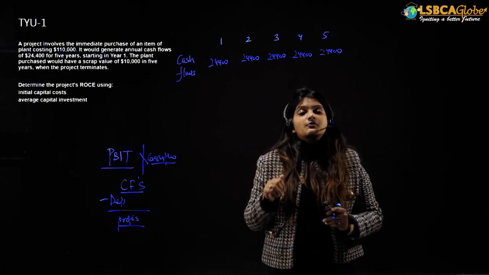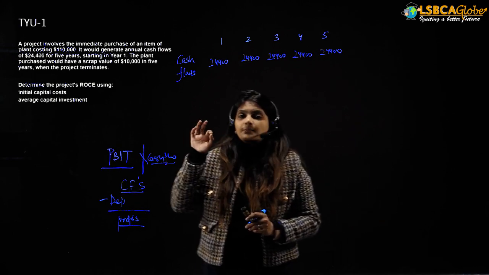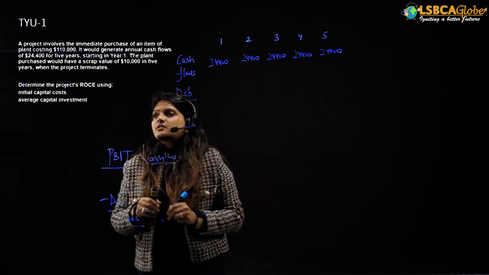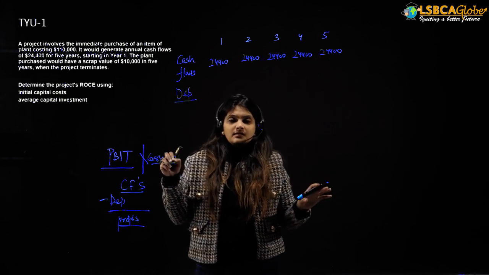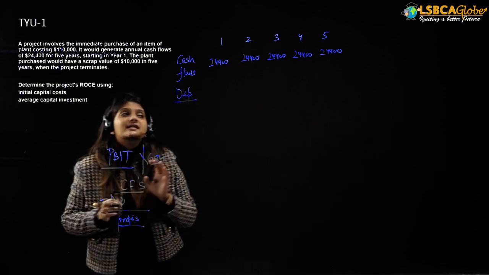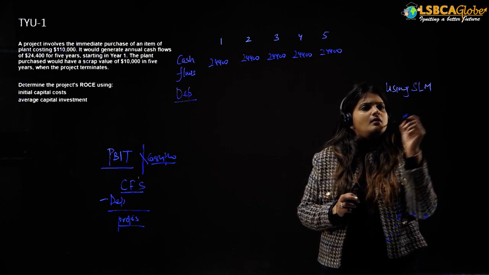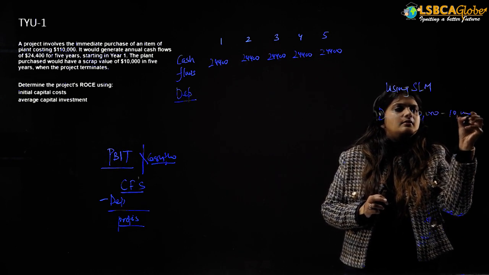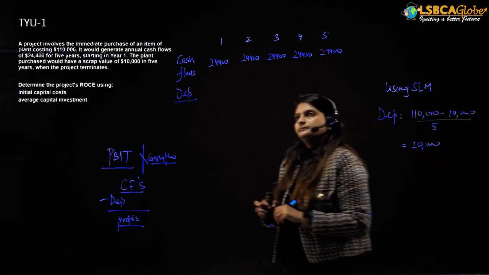So we've been given the cash flows in the question. First of all, we need to calculate the profits. To calculate the profits, we need to calculate the depreciation part. For the depreciation, what they have stated is that the initial investment is 110,000, the scrap value is 10,000, and the life of the project is 5 years. So we need to calculate depreciation using the straight line method. The depreciation would be 110,000 minus 10,000 divided by 5. So every year you'll get a depreciation amount of 20,000.